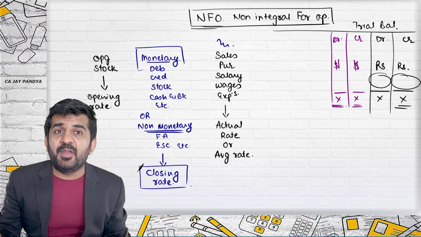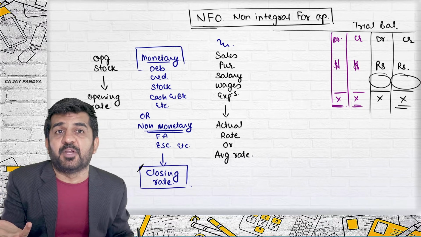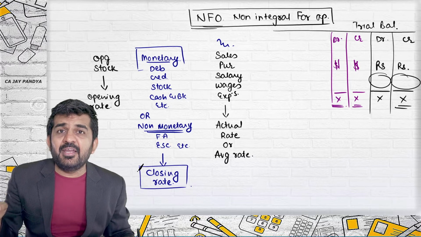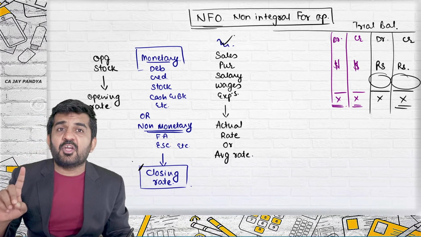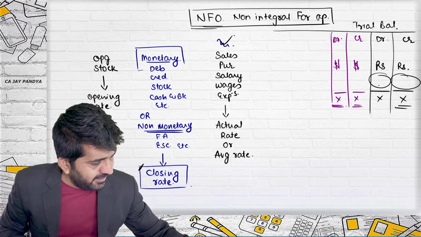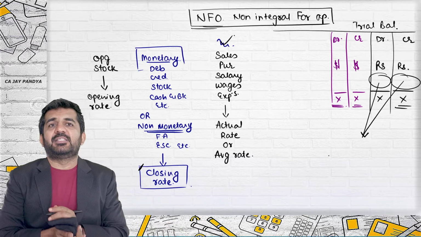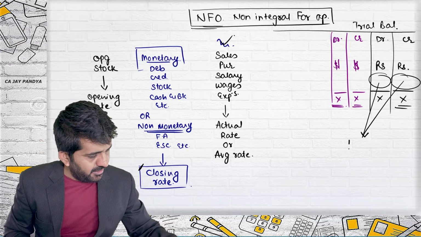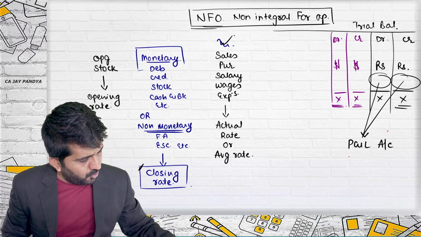But the profit which will be transferred from P&L account to balance sheet will be different. Is it all right? And it will be at a different rate. And we are converting not our balance sheet, we are converting our trial balance. So practically there will be a difference, either on debit side or on credit side, which will be transferred to profit and loss account.